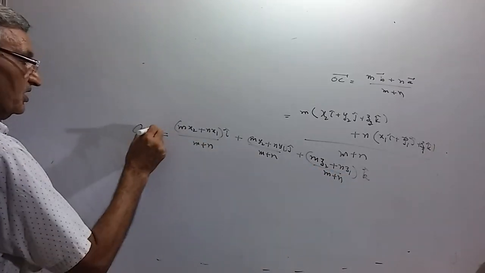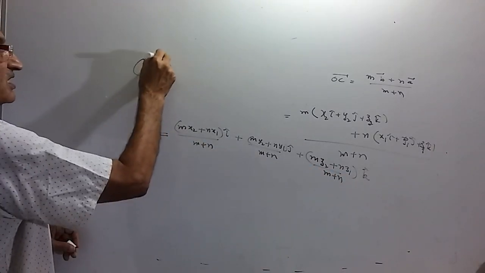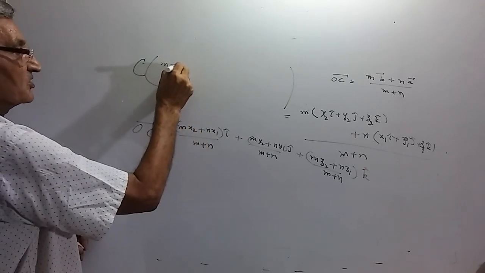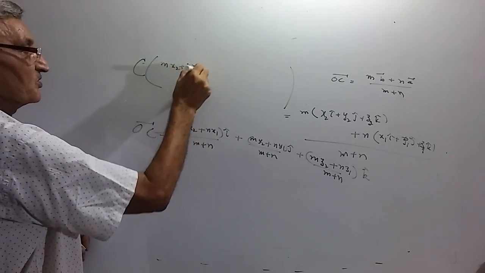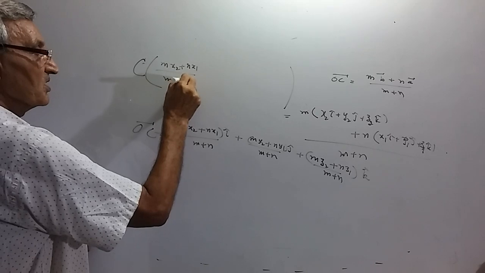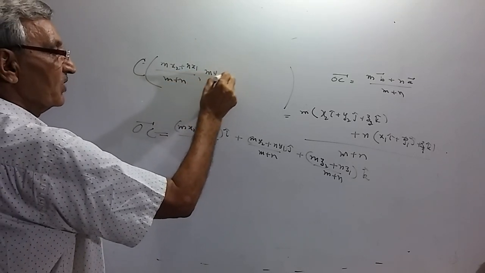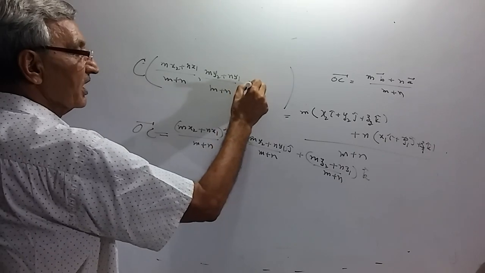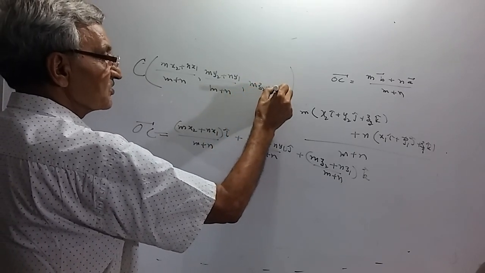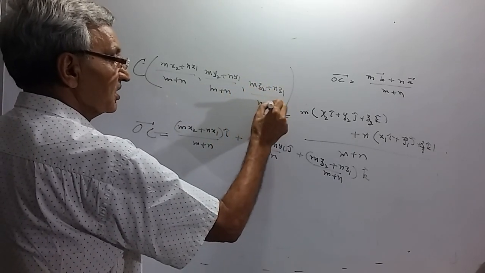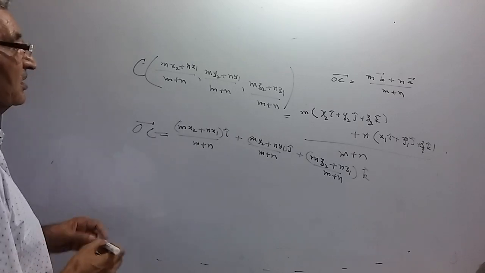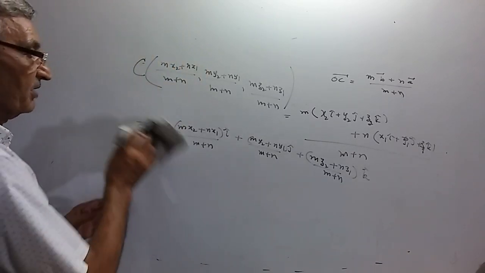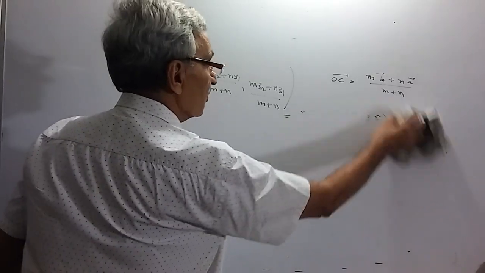So this was OC. Therefore, point C is (m x2 plus n x1) divided by m plus n, and similarly (m y2 plus n y1) divided by m plus n, and (m z2 plus n z1) divided by m plus n. And if it is a midpoint, then this will be x1 plus x2 divided by 2.